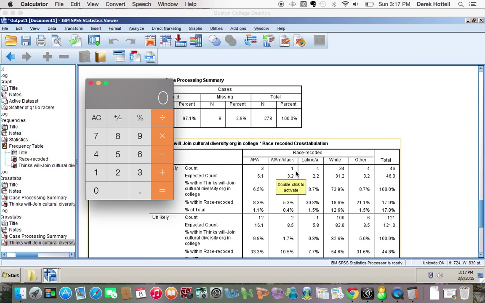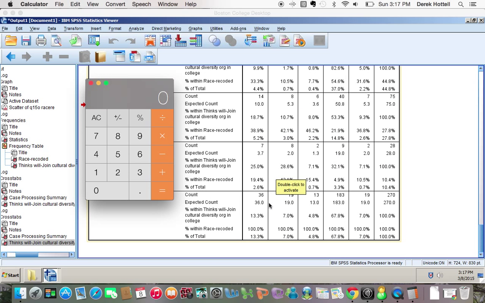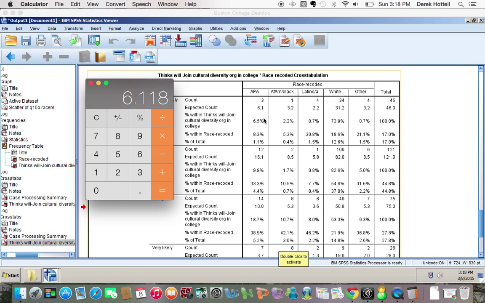So this total is 46 for APA. So if we say 46 times percent of total should be 13.3. Oops, it'd be helpful if I did the right percent, times 0.133, and you can see that is 6.1. So that's where these expected counts are coming from, and that is actually the total that they use in the chi-square test.